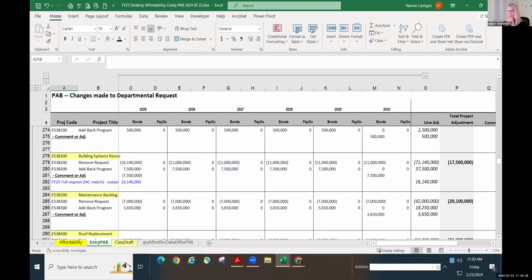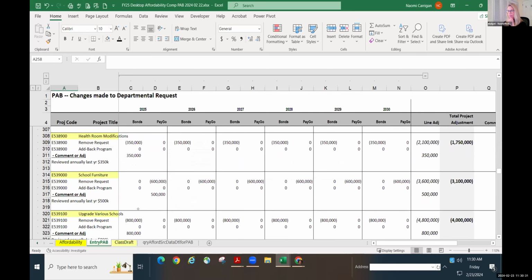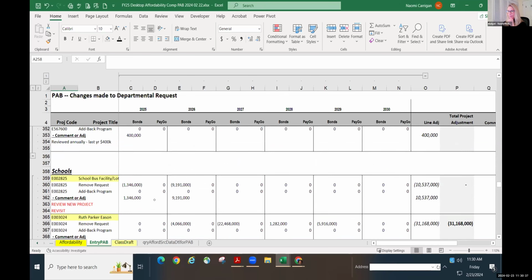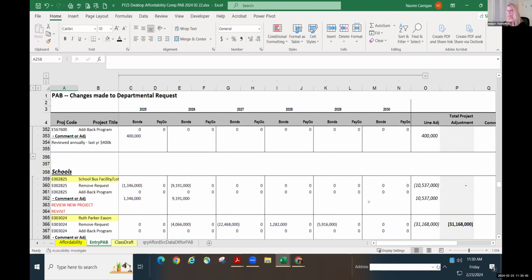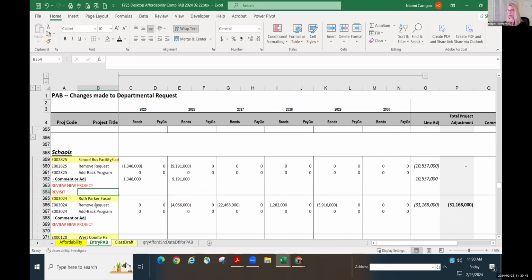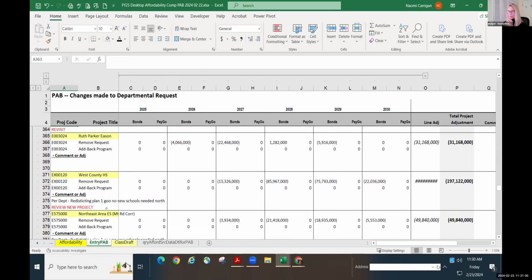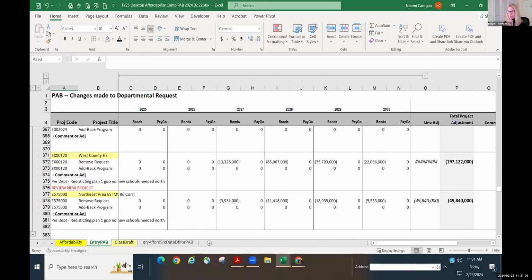Then these are the recurring capital projects. Okay, schools. The school bus facility lot was added back for 10.5. Ruth Parker Eason was removed. I know there's some conversation about revisiting the school bus facility lot. And then, of course, West County was removed and Northeast area was removed. And that was because of the redistricting that was very effective.